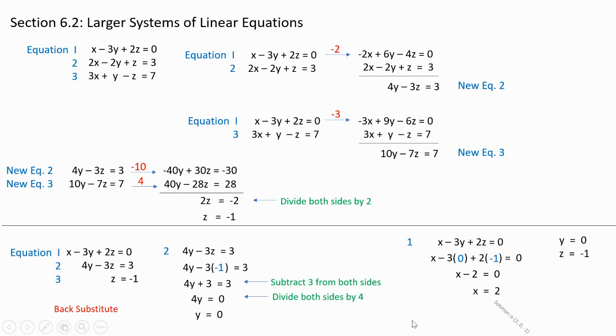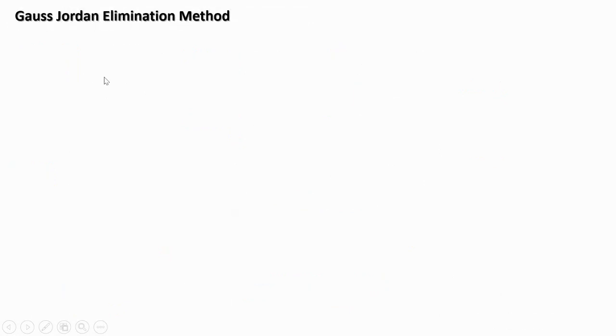So what's my solution? The solution is (2, 0, -1). This is the point where these three equations meet. Okay, and we have three variables. It means that that's like in 3 dimensions. Okay. Now let's see what else is next.